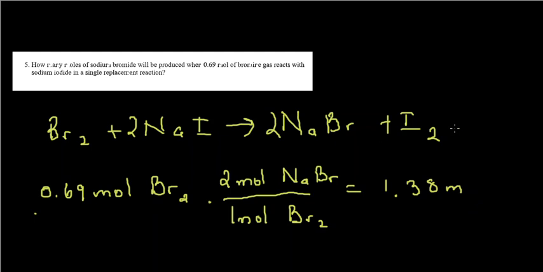Now, I want you to pause this video and see what mistake I made. If you found this, congratulations. You'll do very well, at least with significant figures, and not get points off. 0.69 moles has 2 significant figures, so my answer should be 1.4 moles. I'm glad I stopped myself before I wrote down the wrong answer. 1.4 moles of sodium bromide.